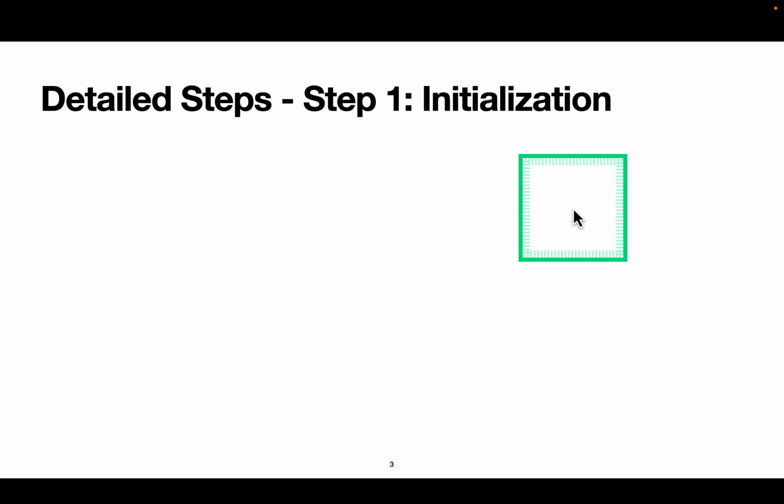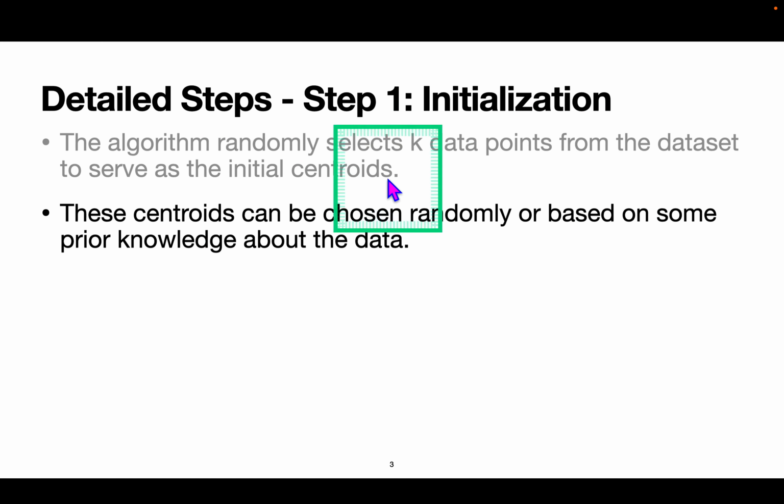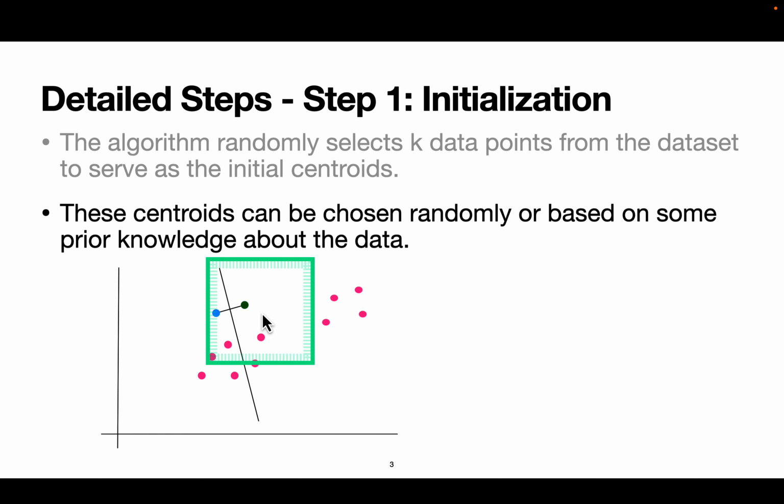So step 1 starts with initialization. The algorithm randomly selects k data points from the dataset to serve as the initial centroids. These centroids can be chosen randomly or based on some prior knowledge about the data. So this is the initialization step.